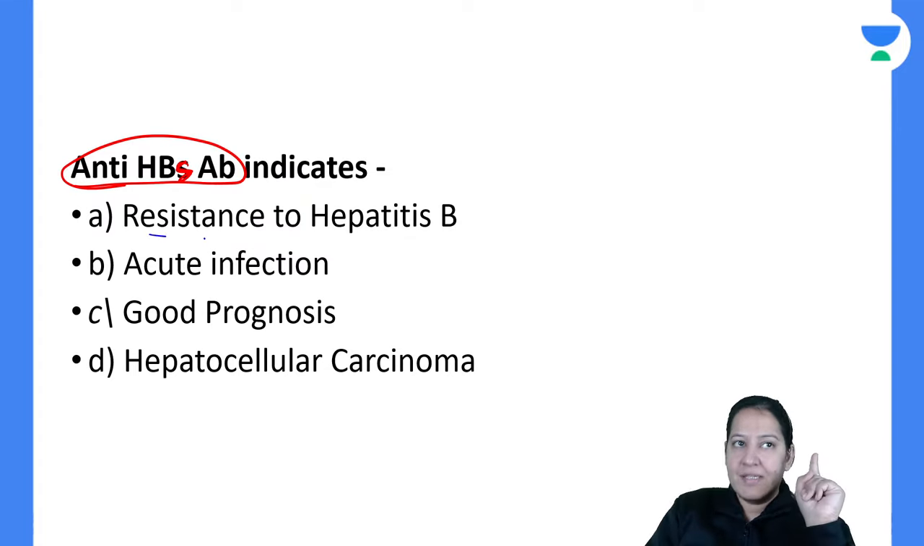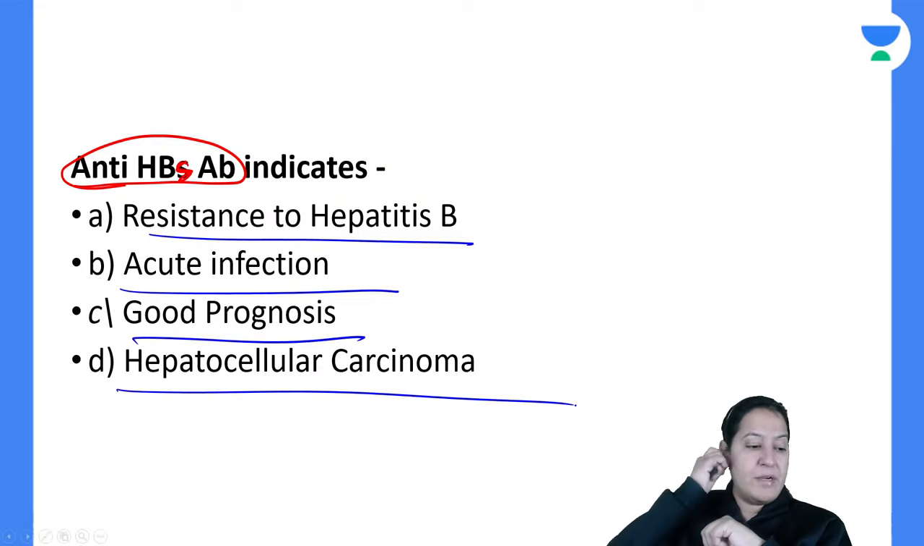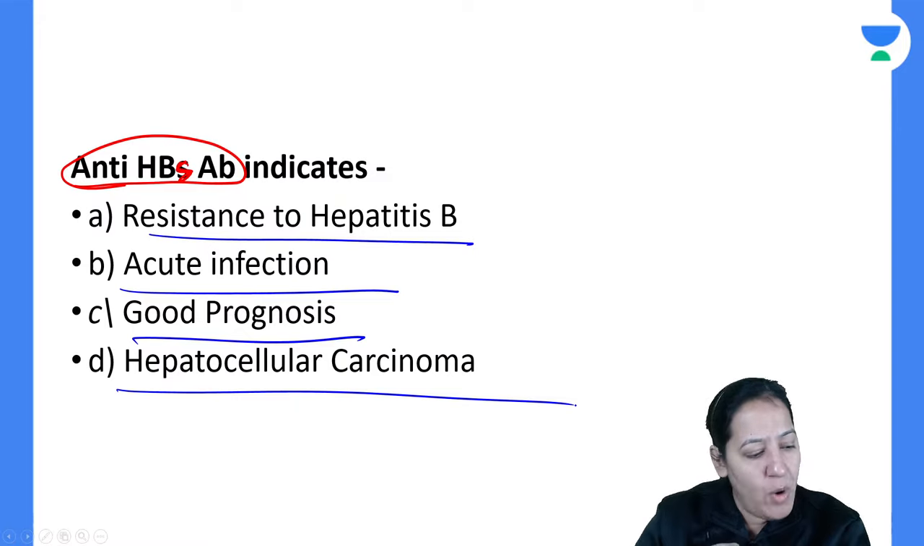Does it indicate resistance to infection? Does it indicate acute infection? Does it indicate good prognosis? Or does it indicate the person is having hepatocellular carcinoma? What does it indicate? This antibody, anti-HBs antibody, is indicating what? Please tell me, what does it indicate?